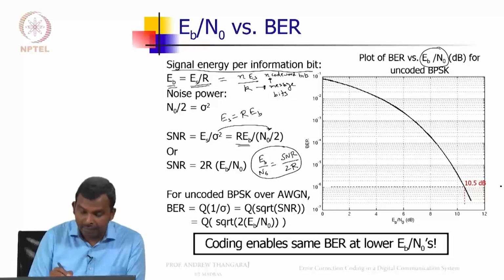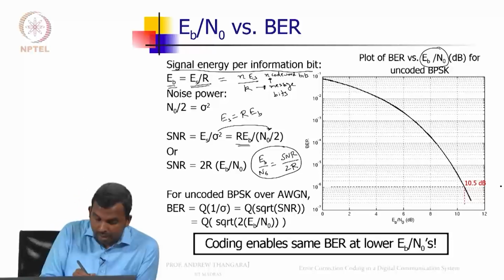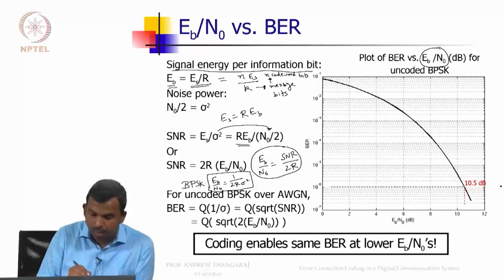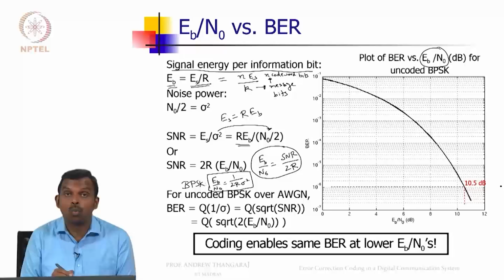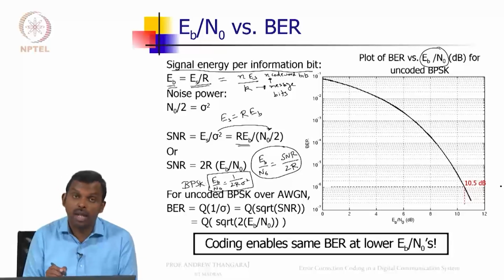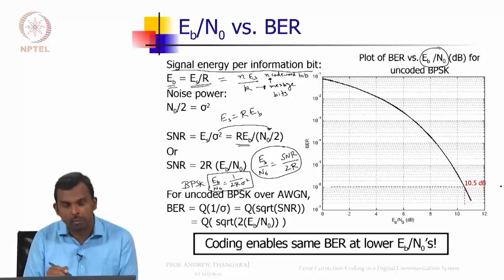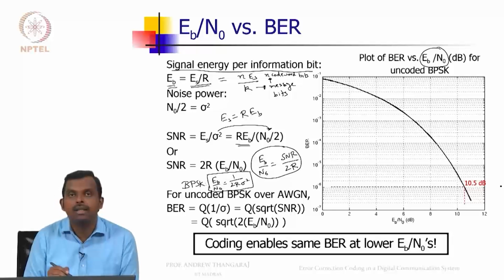So, in the BPSK case, we know SNR is 1 by sigma squared. So, for BPSK, maybe I should write that here. For BPSK, Eb over N naught is 1 by 2 R sigma squared. So, you remember this formula, it is quite important. BPSK Eb over N naught is 1 by 2 R sigma squared. So, if your rate is 1, Eb over N naught is 1 by 2 sigma squared. If your rate is 1 half, if you are taking n to be 2 times k, then your Eb over N naught is 1 by sigma squared. So, that is the formula for Eb over N naught.